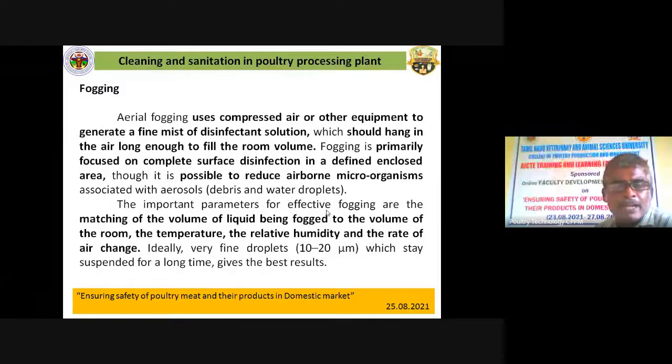Usually the foggers produce droplets of 10 to 20 micrometers, and only these fogs will remain suspended in the air. If the droplet size is larger, then because of their higher density, they will fall to the ground. They cannot ensure efficient disinfection of air in a particular closed confinement.